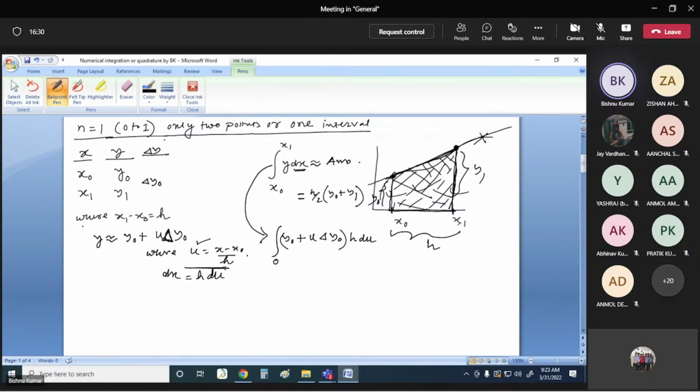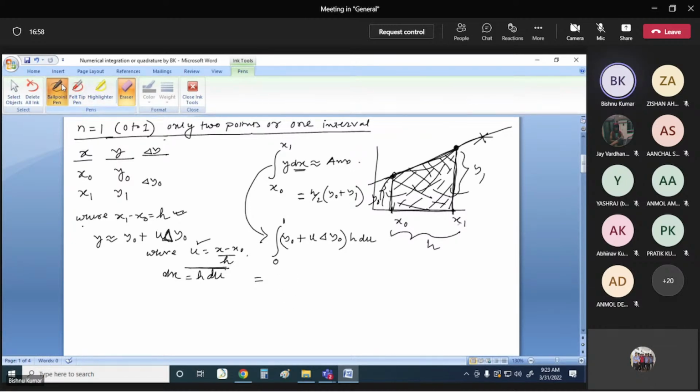X equals x1. Then what will be the u? X1 minus x0. X1 minus x0 is h. H by h means 1. So do this calculation. y0, basically this is simply y0. Del y0 are the constant terms. So you may do this integration now.